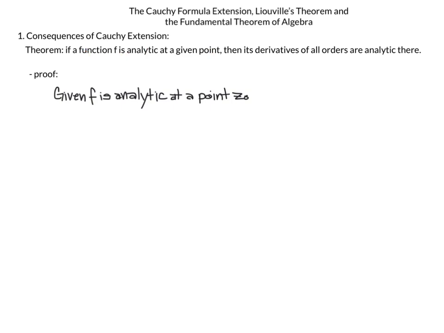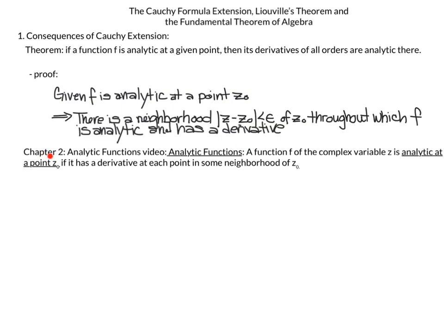We are going to start our proof with what we're given. f is analytic at any given point. So we're going to say f is analytic at a point z0, where z0 is an arbitrary point. By our definition of what it means to be analytic, this is from chapter 2 on our video of analytic functions, a function f of a complex variable z is analytic at a point z0 if it has a derivative at each point in some neighborhood of z0.